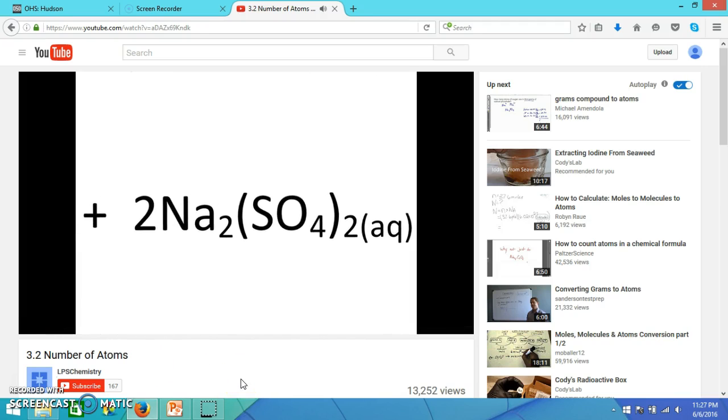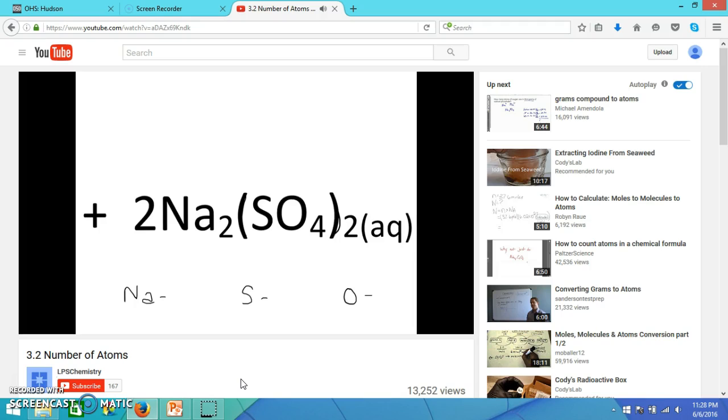Now, if we look at the next compound in this equation, we see it's a little bit more complicated. We see that we have these parentheses around this SO4. So let's figure out first that we know there are 3 different types of elements in this compound. We have Na, or sodium, S for sulfur, and O for oxygen.